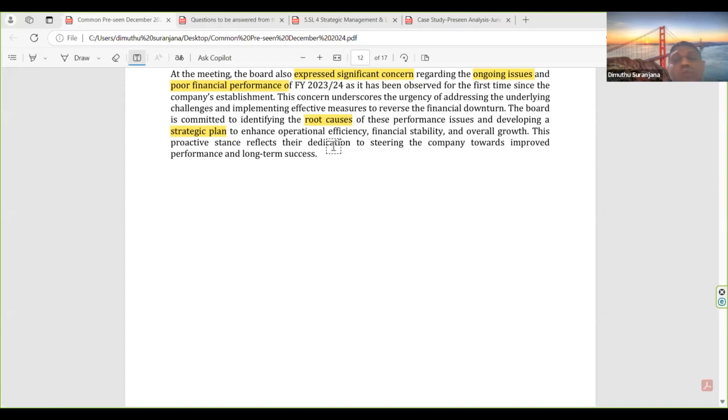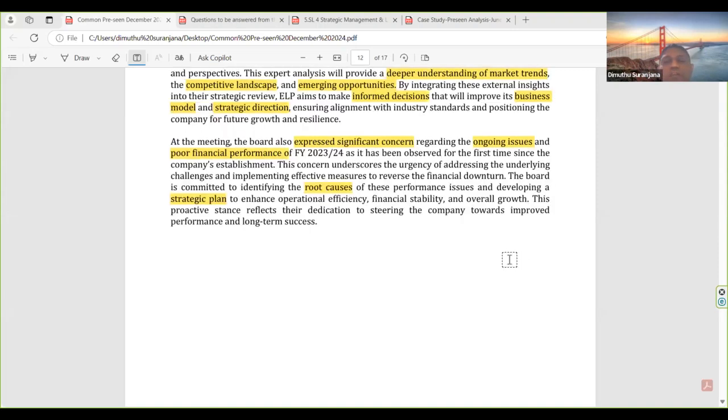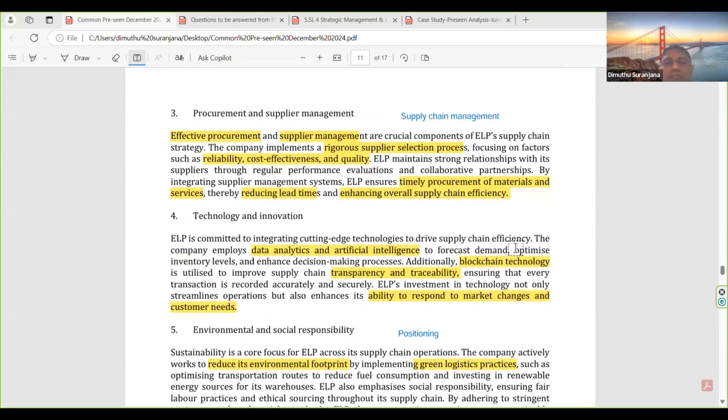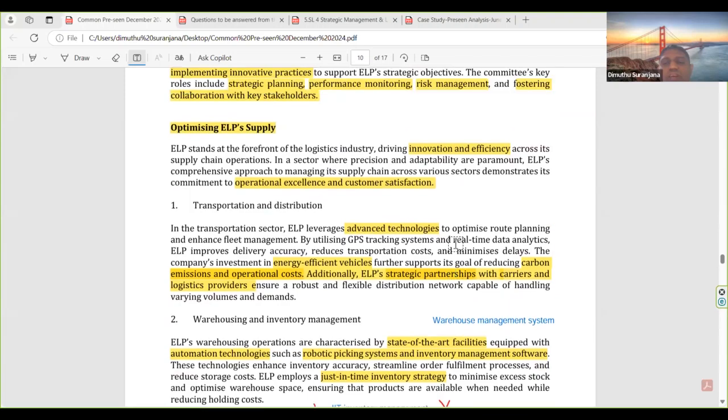For the pre-seen, you have to go through it again and again. For example, this is the fifth time I went through the pre-seen. How many people have gone through it more than 5 times? The first question I asked, right? So at least you have to read it 7 to 8 times. That should be step number one. Then I have mentioned some of the key points, no? These target areas.